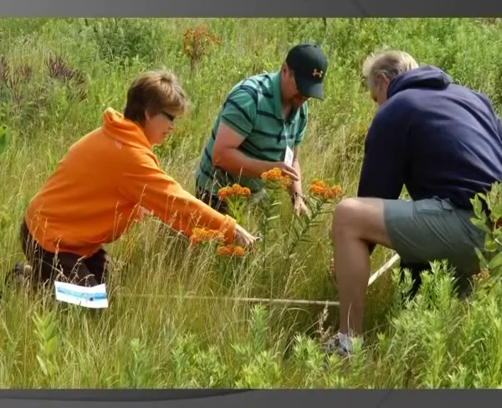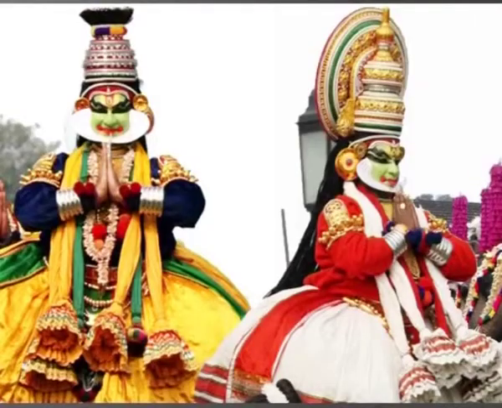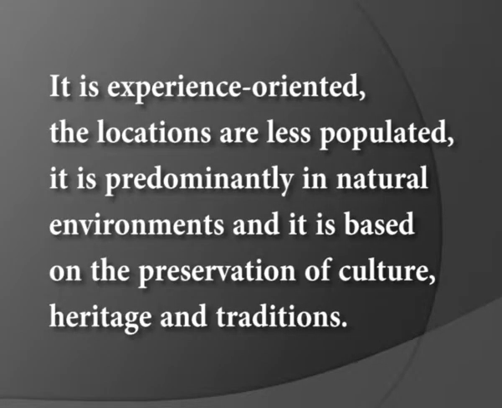Next is rural tourism. Rural tourism is essentially an activity which takes place in the countryside. It is multifaceted and may entail forms such as agricultural tourism, cultural tourism, nature tourism, adventure tourism and eco-tourism. As against conventional tourism, rural tourism has certain typical characteristics. It is experience oriented, the locations are less populated, it is predominantly in natural environments and it is based on the preservation of culture, heritage and traditions.